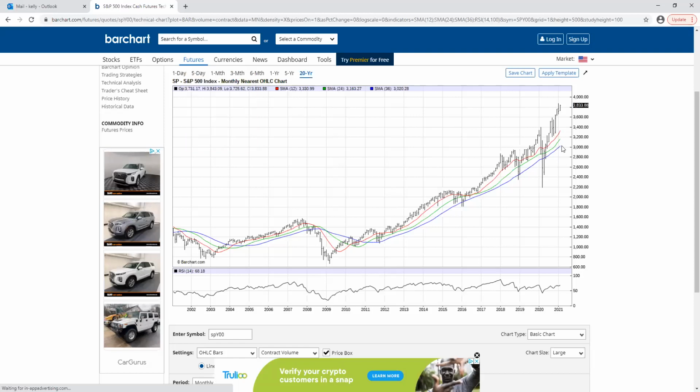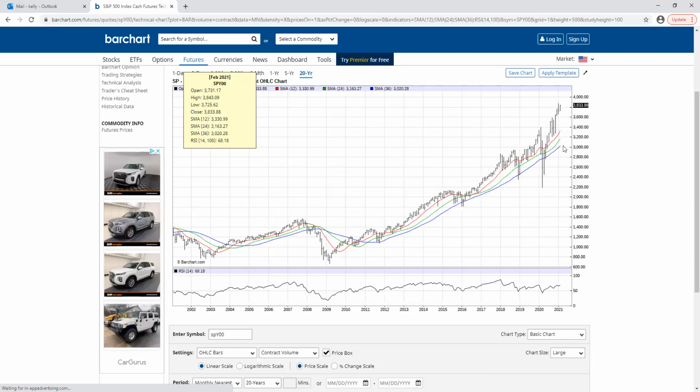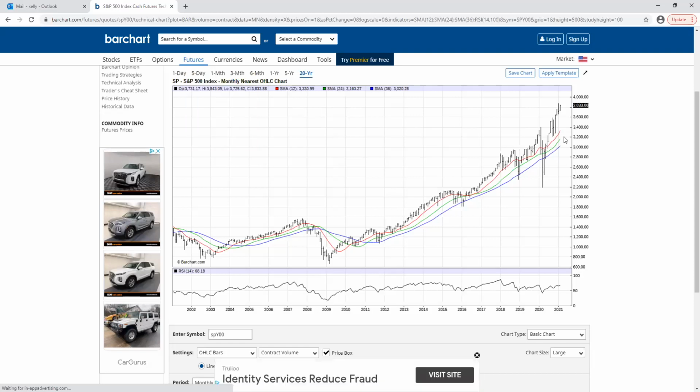Well, let's see here. Let's get you accurate here: 3,257, and then it goes to 3,163, and then basically 3,020. So 3,000 ballpark, and then 3,150, 3,250 ballpark. You can see where these averages are right here.